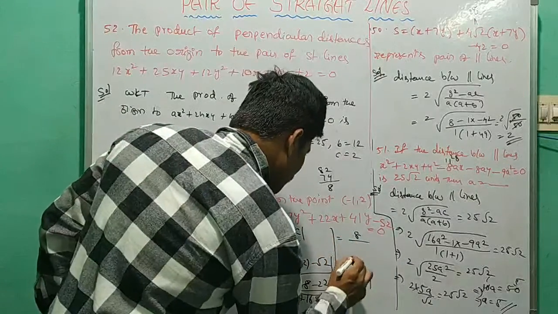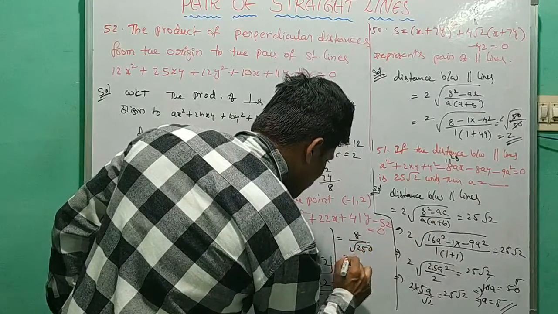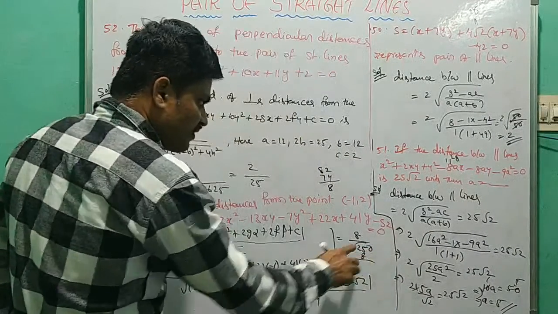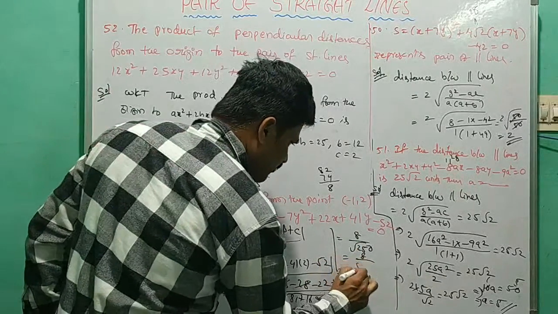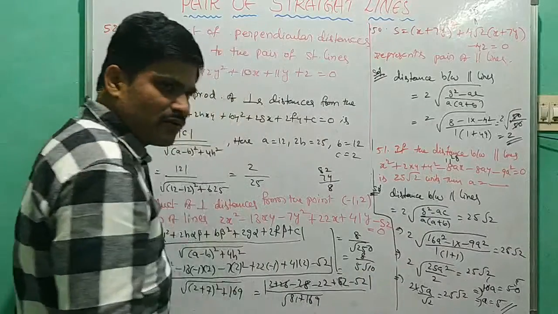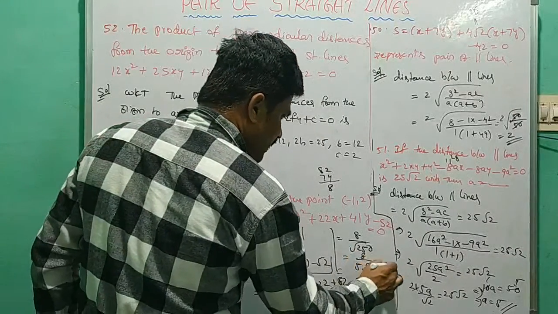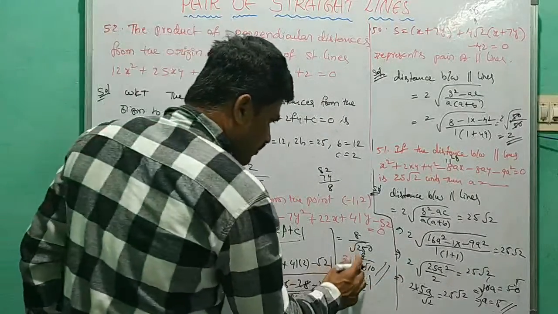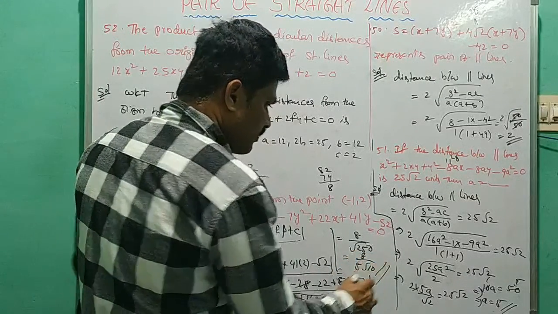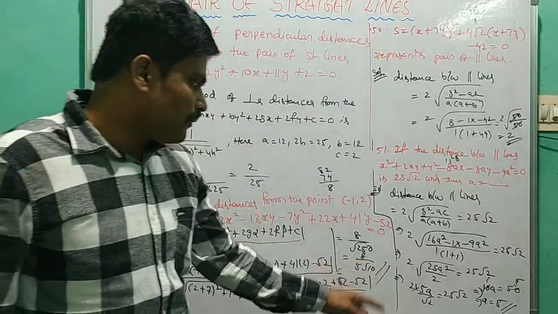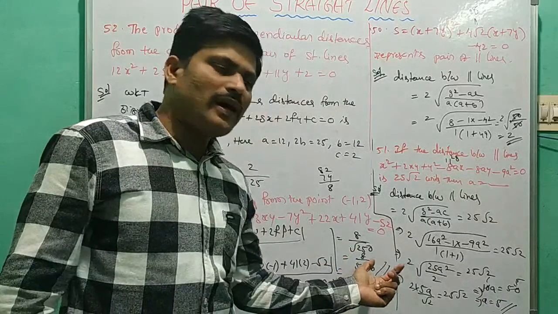Now 8 by square root of 250. In that, this value can be taken as 25 into 10. Now we write 5 root 10. So 8 by 5 root 10 is the solution. Here also we write 2 into 4. Now we write root 5 into root 2. So the final value is 8 by 5 root 10.